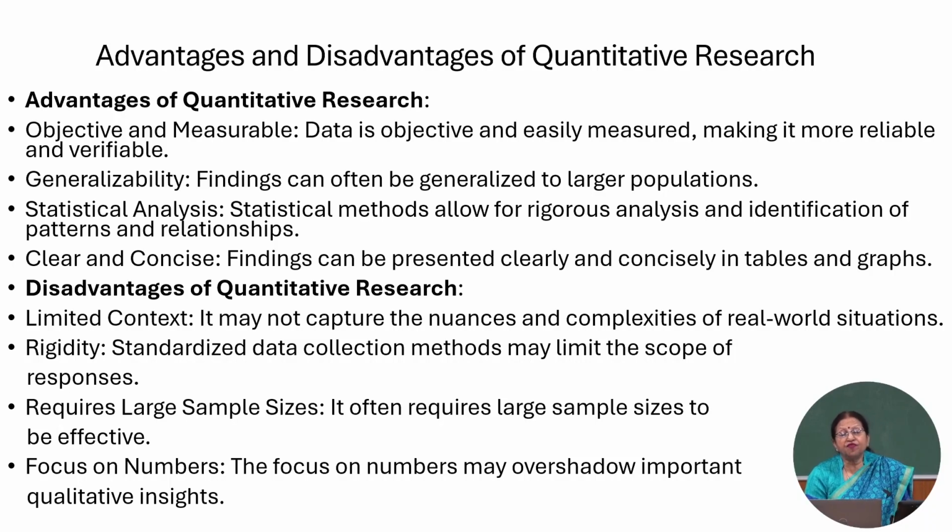As I mentioned, everything has advantages and limitations. Likewise, quantitative research has advantages and disadvantages. The advantages of quantitative research are: objective and measurable. Data is objective and easily measured, making it more reliable and verifiable. Generalizability. Findings can often be generalized to a larger population. Statistical analysis. Statistical methods allow for rigorous analysis and identification of patterns and relationships. Clear and concise. Findings can be presented clearly and concisely in tables and graphs.